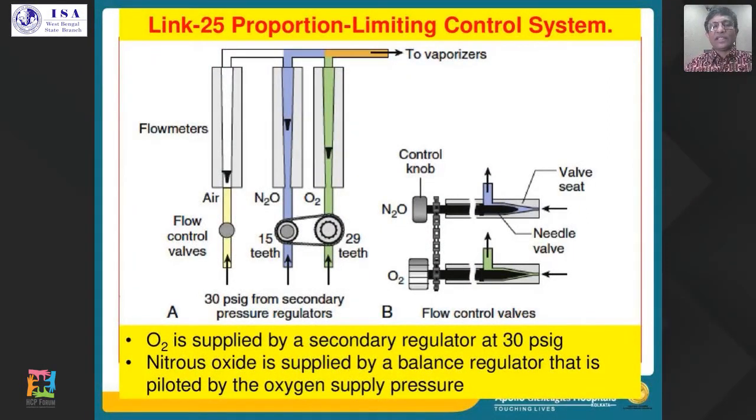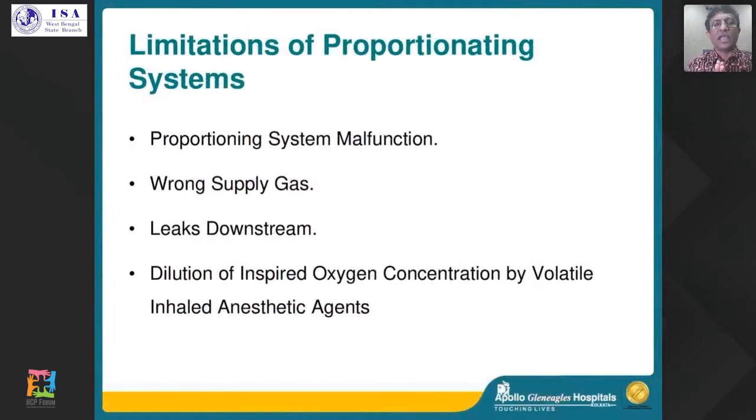So oxygen, the rest of it is, I think, the same. Both are supplied at around 30 psig, and by this link failure system. If you look at it, there is no way that you can turn on nitrous without turning on at least a little amount of oxygen. So even if you're giving 2 times, there is oxygen going, and this link 25 proportionating control system is one of the failure systems.